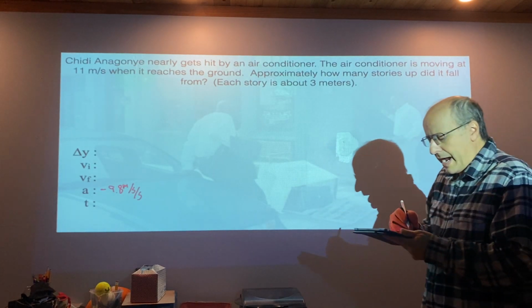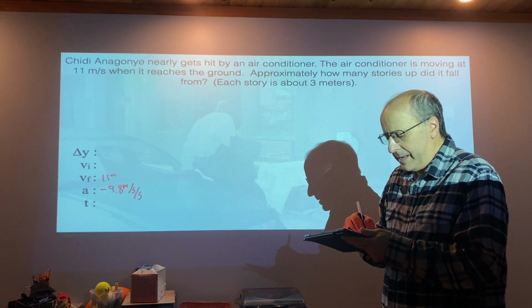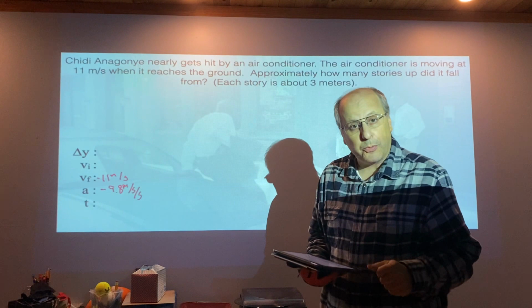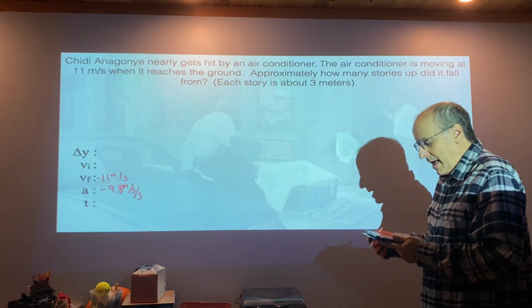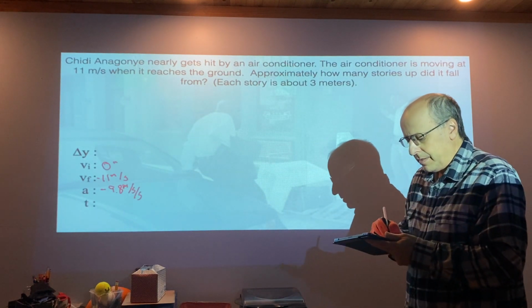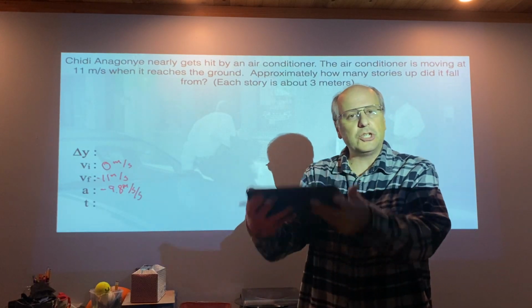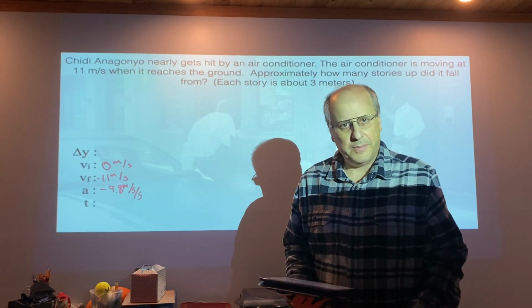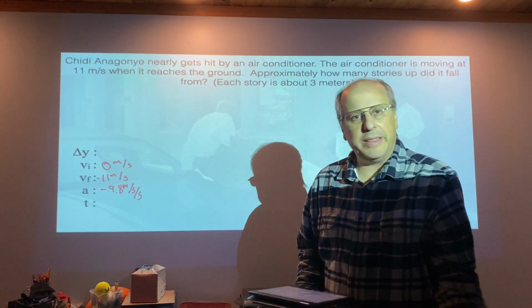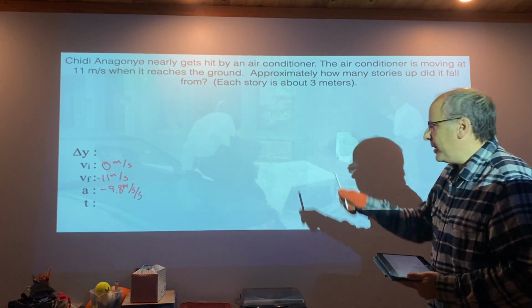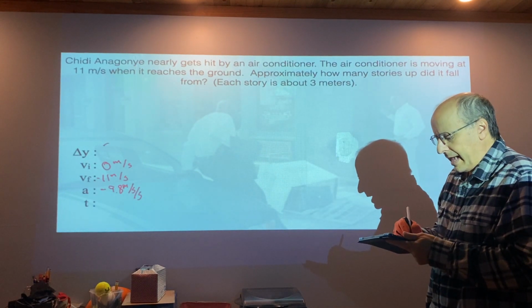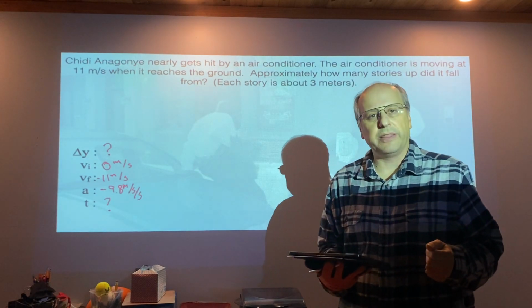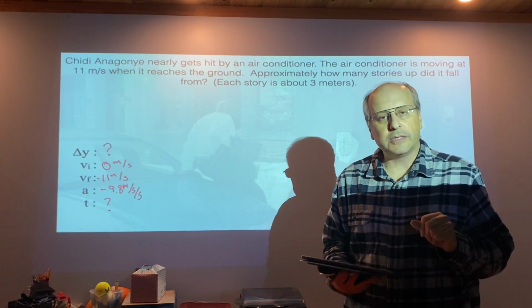Okay, when it reaches the ground, it was going 11 meters per second. And we make that negative because it was heading downward, not upward when it hit the ground. And when it left the window, we could assume it just fell out of the window and somebody didn't actually throw it down trying to hit him. That it was just they opened up the window and out went the air conditioner. Okay, so with those three things, see if you can figure out how high and how much time it took for the air conditioner to fall. And that's where we're going to stop for today.